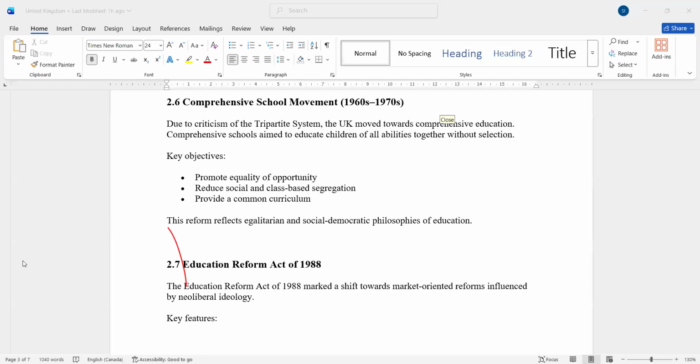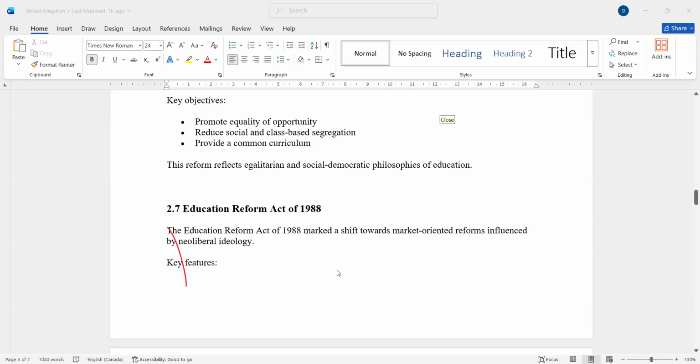Okay, so now we are moving to the 88 reforms. The recent one. So, a shift towards market-oriented reforms influenced by neoliberal ideology. Right? So actually, as teachers, you have to think why things are changing. Can we teach what we learned to today's students?